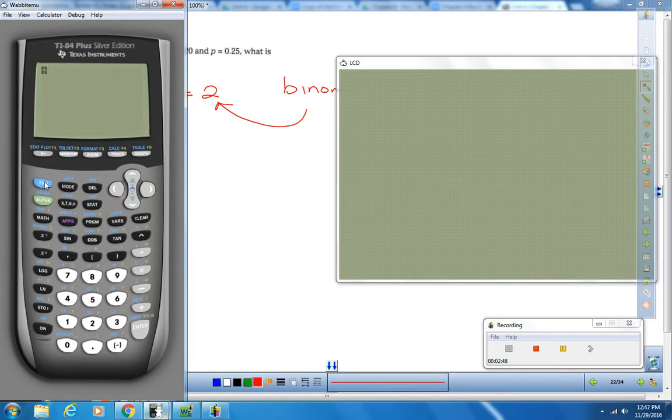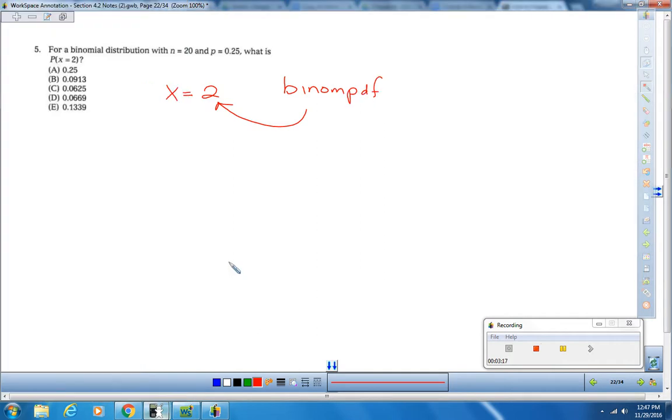Okay. We do second, and we hit this distribution button. Binomial PDF. Okay, it's right here. Number of trials, that was n, is 20. P was 0.25. And x is 2. And then we'll paste that in. We'll get our value. So that probability is 0.0669. That appears to be D.